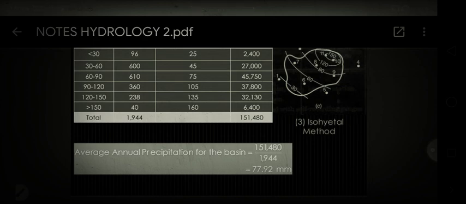So here it is, it's completed. It's about the arithmetic mean method, the Thiessen polygon method, and the isohyetal method. The isohyetal method is very important from your examination point of view. So keep this in mind and keep practicing.